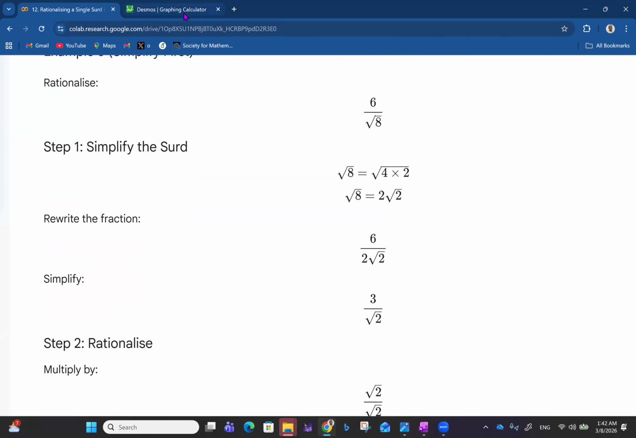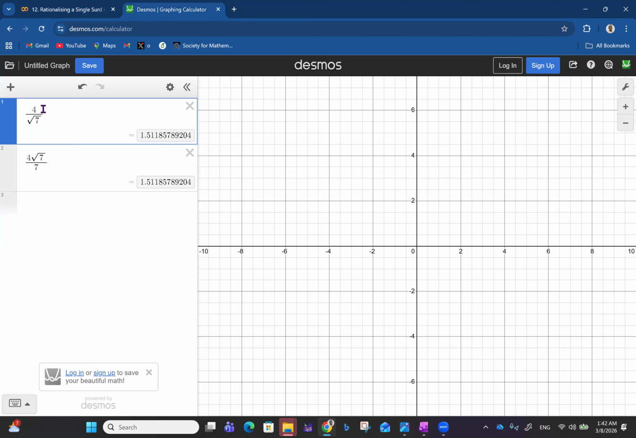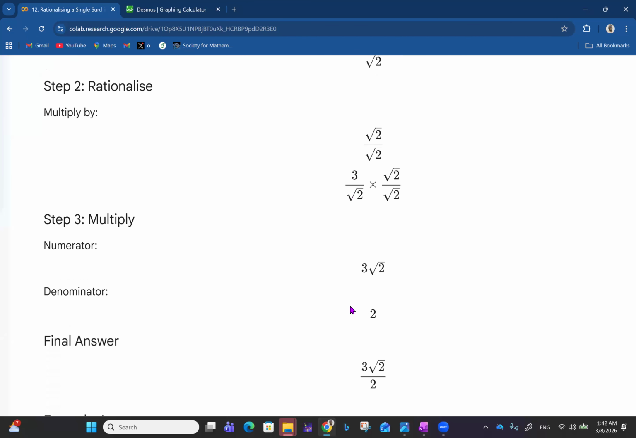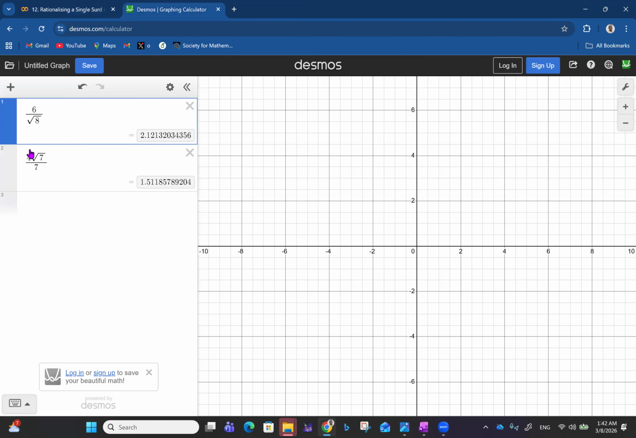So let's check 6 over root 8 first. This is 6 up here divided by the square root of 8 down there. That's 2.121 and so on. And then the final result we got is 3 root 2 over 2. So we have 3 root 2 all over 2, and we have exactly the same result. So 6 over root 8 is basically the same thing as 3 root 2 over 2.